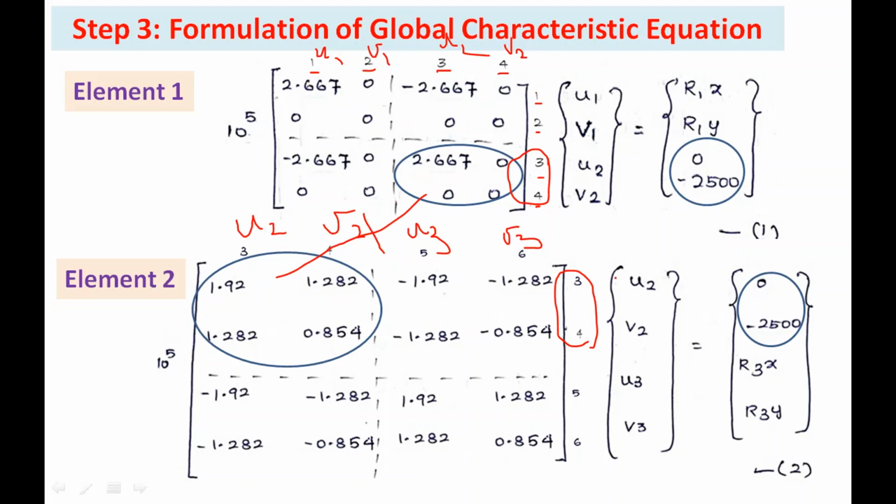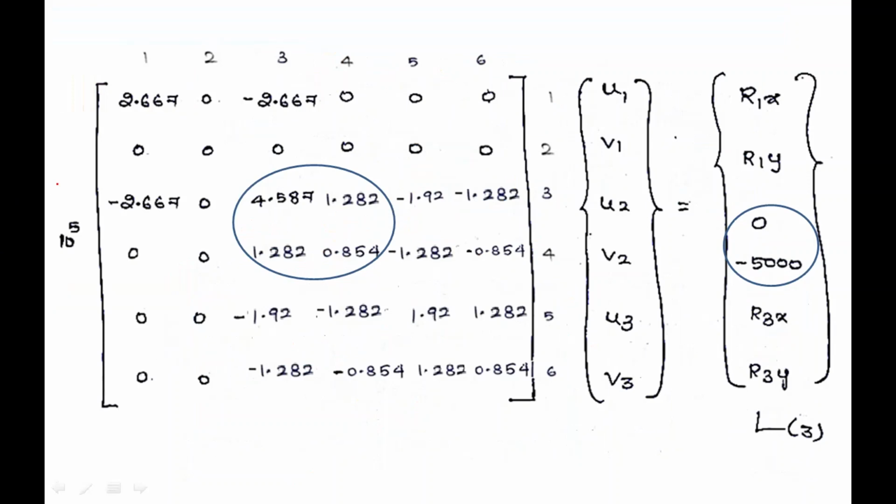Because the total degrees of freedom are going to be 6: U1 V1, U2 V2, U3 V3. So the global characteristic equation, the stiffness matrix size, will be 6 by 6. After adding these common node properties, we will get the 6 by 6 matrix like this. The numbering is given 1, 2, 3, 4, 5, 6 for each degree of freedom. Here the total degrees of freedom are U1 V1, U2 V2, U3 V3. So 6 degrees of freedom.